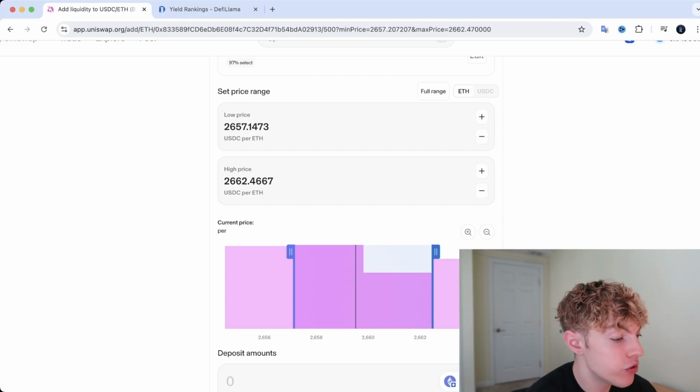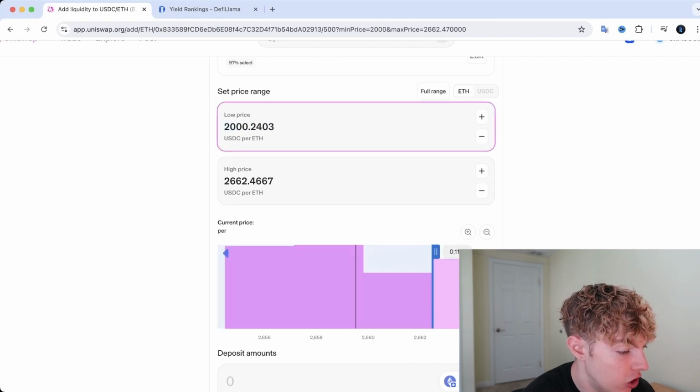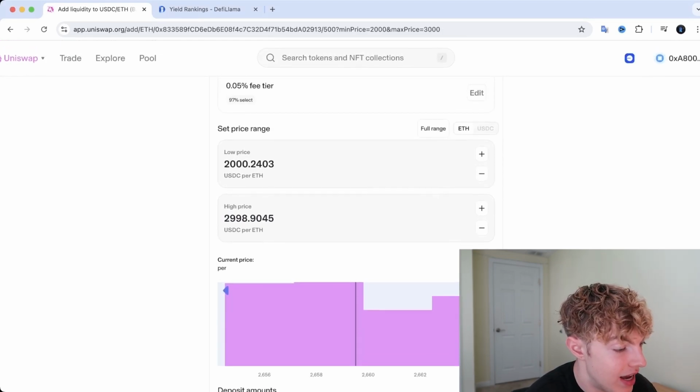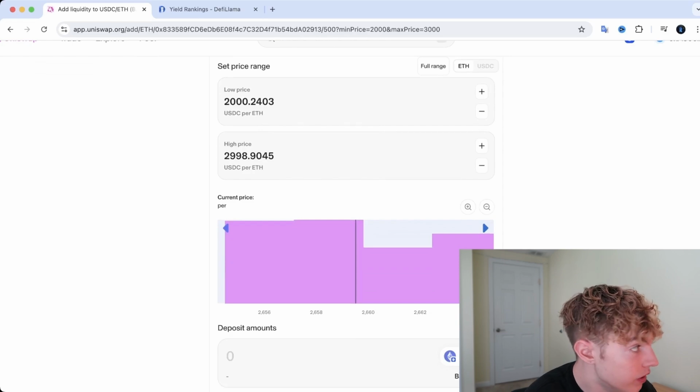So basically, this range right here is the range in which your liquidity is going to be used. So you can set it based on how active you want to be in a position. For example, if I set the low price to 2,000 and the high price to 3,000, I'm going to have to be way less active than if I were to set the low price to, let's just say, 2,250 to 2,750, like this.